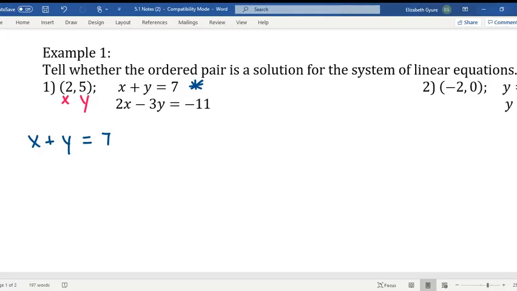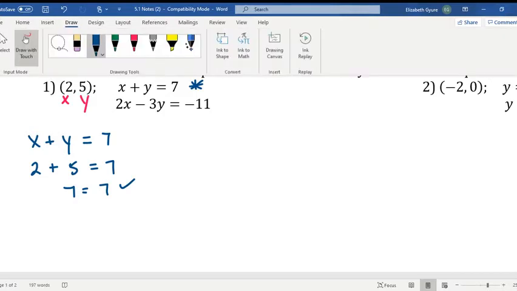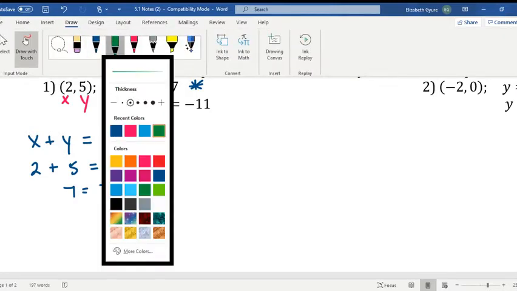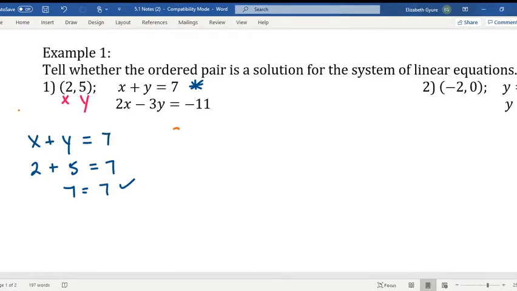Okay. So now in place of the x, what number am I going to put? 2. In place of the y, what number am I going to put? 5 equals 7. And then let's simplify. What's 2 plus 5? 7. Does 7 equal 7? Yes. So that one works. That's good, but if that one works, do we still need to check the other one? Definitely. It might work in one, but then not work in the other. We don't want to be tricked. Okay, so let's check the other one. We got 2x minus 3y equals negative 11.